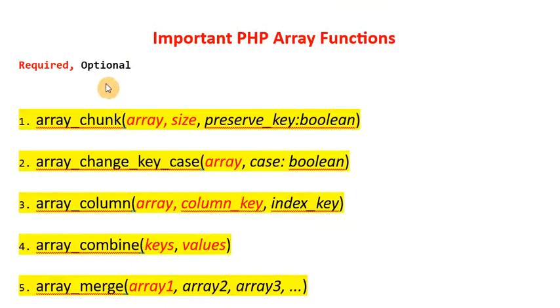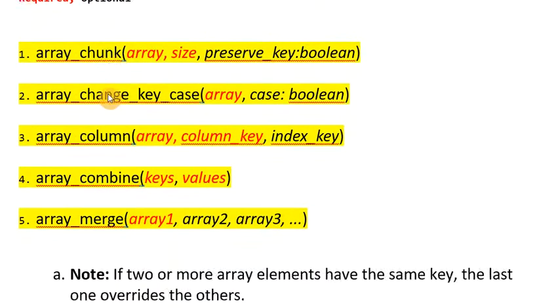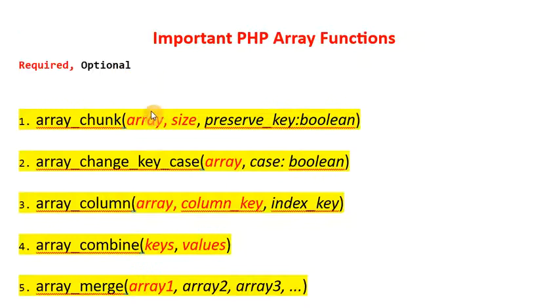The first function we are going to learn about is array_chunk. You can see here the array underscore chunk function. One common way of writing these notes I have mentioned here. The parameters colored red are required, and the parameters shown in black are optional. In array_chunk, there are three parameters we can pass. The first one is the array itself, the second one is the size, and the third one is a Boolean, true or false.